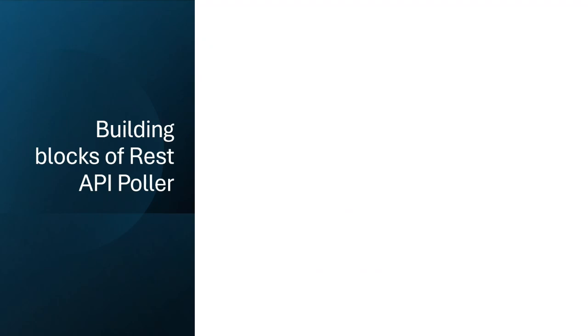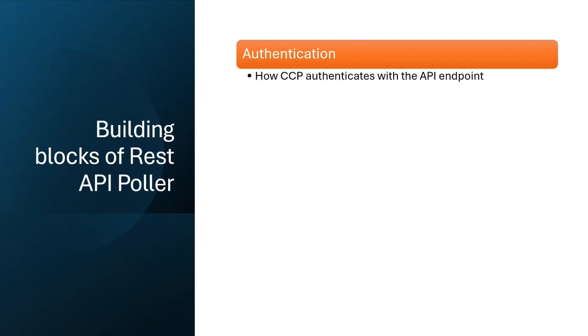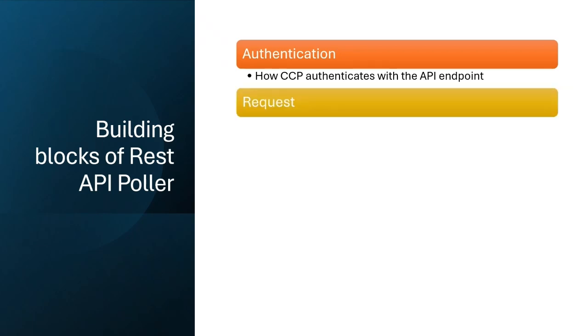So what are the building blocks of this polling definition? First of all, I need to define what is the authentication that I'm going to use. So how CCP is going to authenticate against that endpoint. Then I need to define how the request is going to be. So how CCP is going to request the data. It's going to use a specific URL. Does it need to specify a specific time window to get the data? Does it need to retry every now and then, or how many times it needs to retry the API call if it fails? Any additional parameters that I need to provide? All these things are going to be within the request part of the polling.